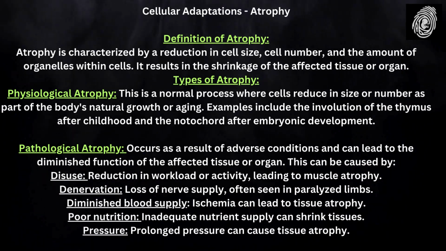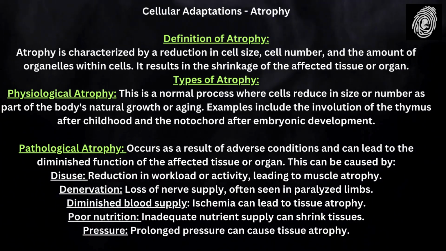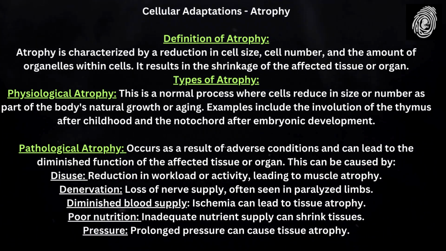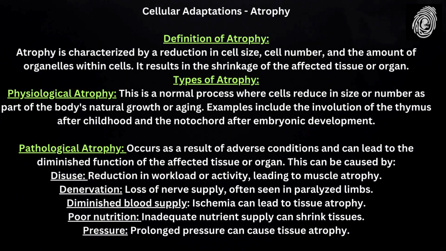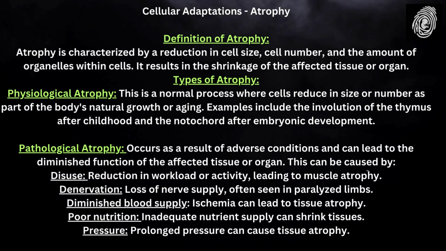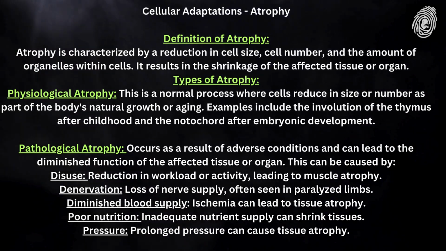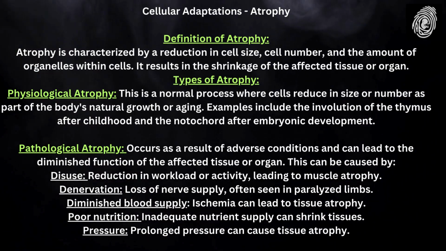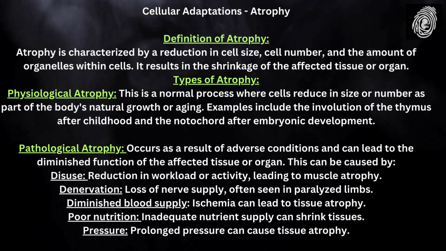Types of atrophy. 1. Physiological atrophy. This is a normal process where cells reduce in size or number as part of the body's natural growth or aging. Examples include the involution of the thymus after childhood and the notochord after embryonic development.